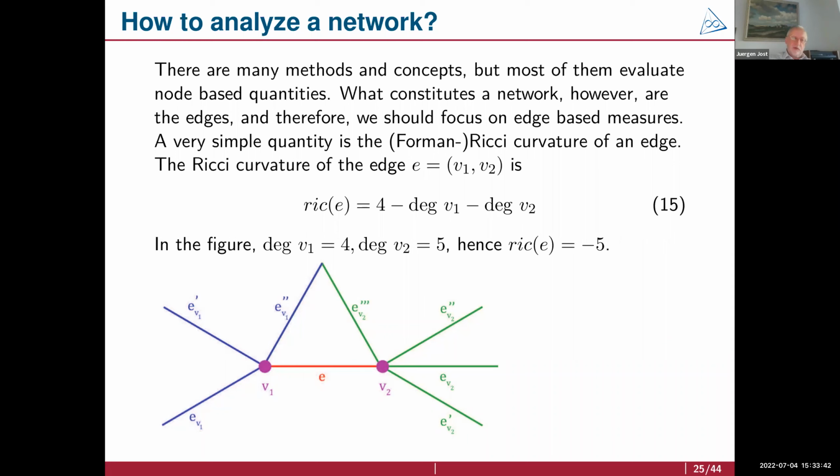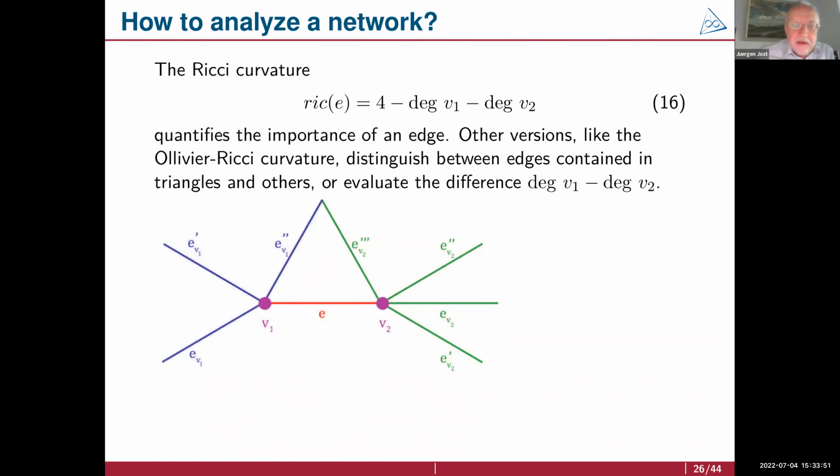Anyway, so it's a very simple quantity that you can compute very easily if you have an edge in the network, and you can then compute it for all of the edges in the network. We can look at other versions, for example, the Ollivier-Ricci curvature that also distinguishes between edges. So the 2 edges, EV1 double prime and EV2 triple prime, together form a triangle. And so, of course, the relation to the edge E is different than the other edges.